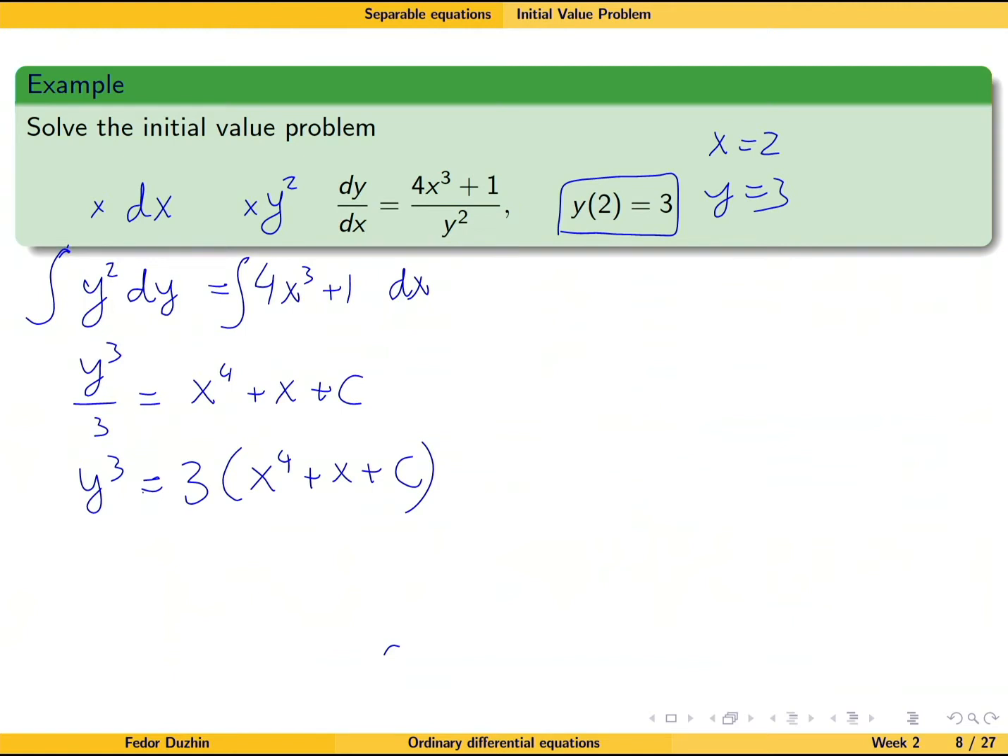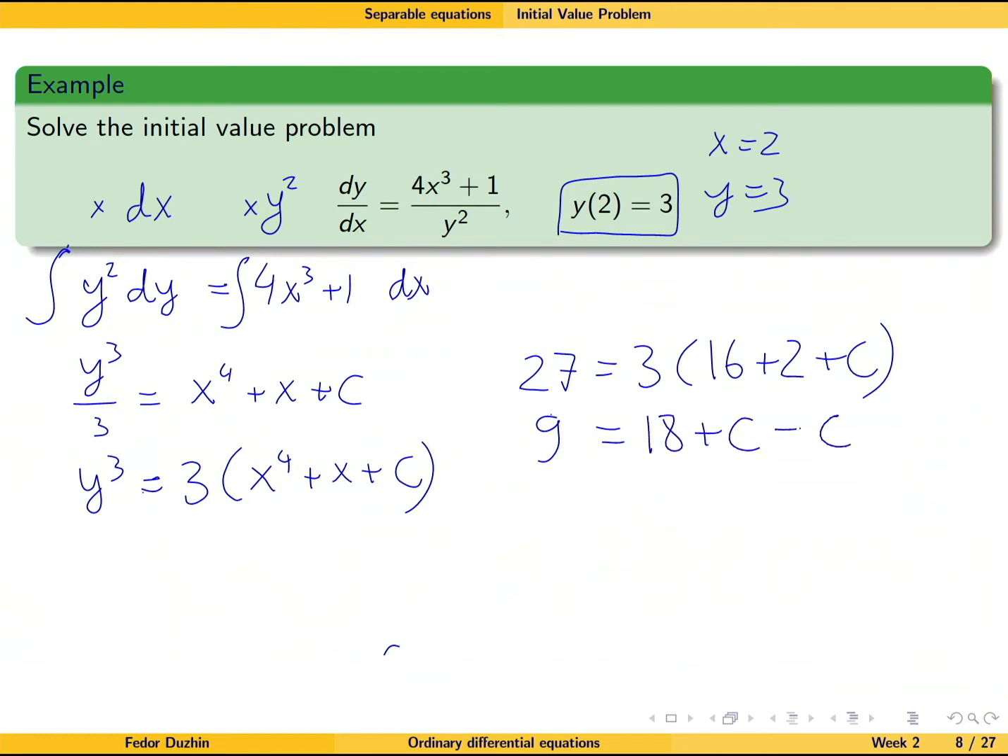Then x is 2, so y is 3. 27, which is 3 cubed, equals 3 times 2 to the 4, which is 16, plus 2 plus constant. Right? So then 27 divided by 3 is 9, equals 16 plus 2 is 18, plus constant. So our constant is negative 9.